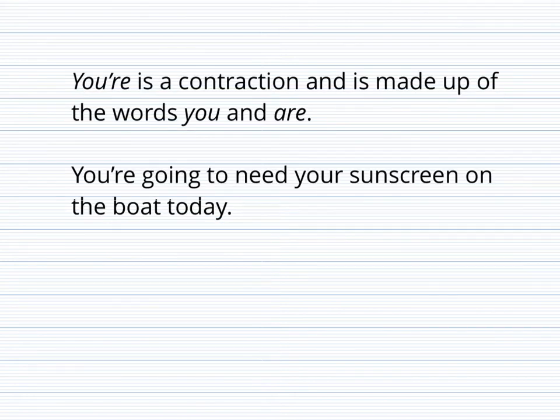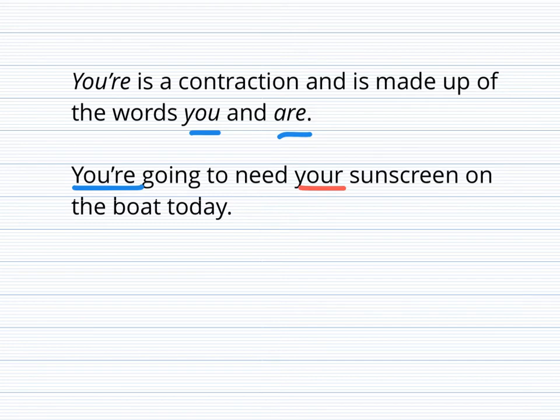Y-O-U apostrophe R-E is a contraction. It's made up of the two words you and are. You're going to need your sunscreen on the boat today. The first you're is a contraction. Y-O-U apostrophe R-E. It's made up of the words you are.